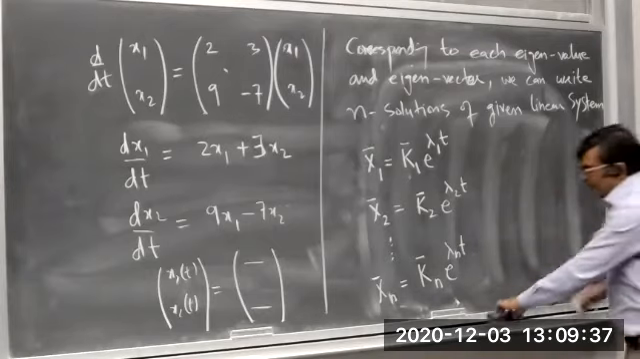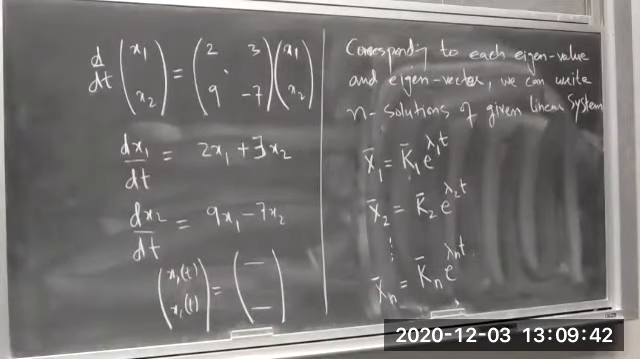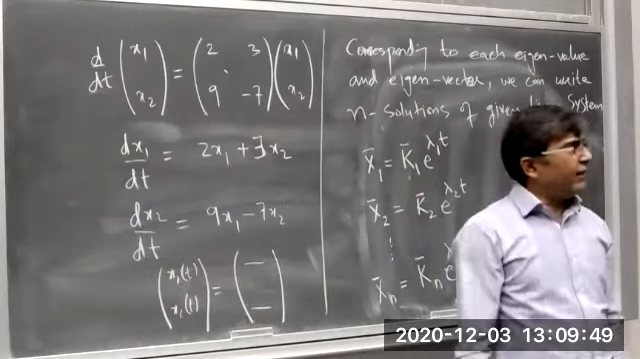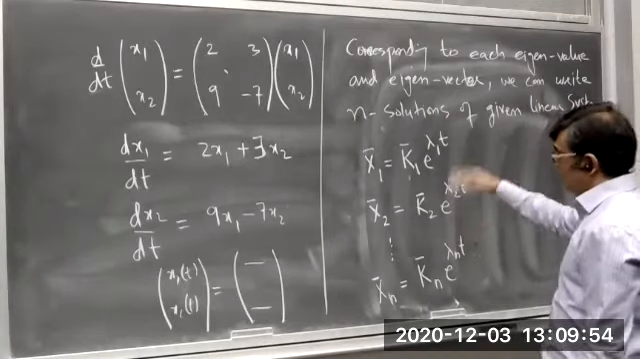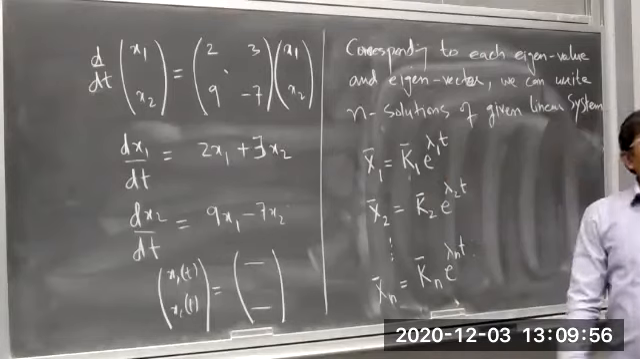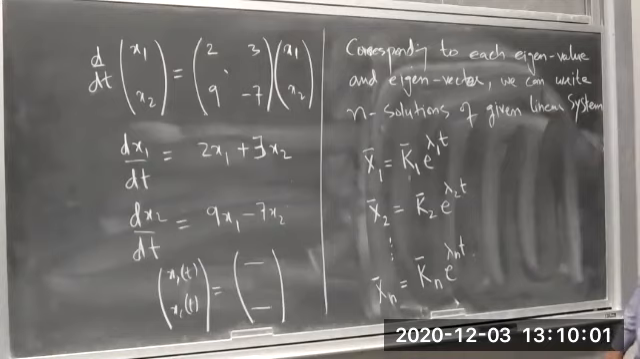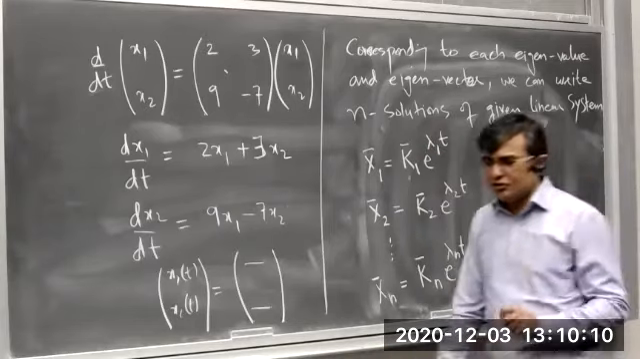So we obtain n solutions. We can check whether these solutions are linearly independent or not. If they are linearly independent, we can write the general solution. How can we write the general solution? We can use the principle of superposition.